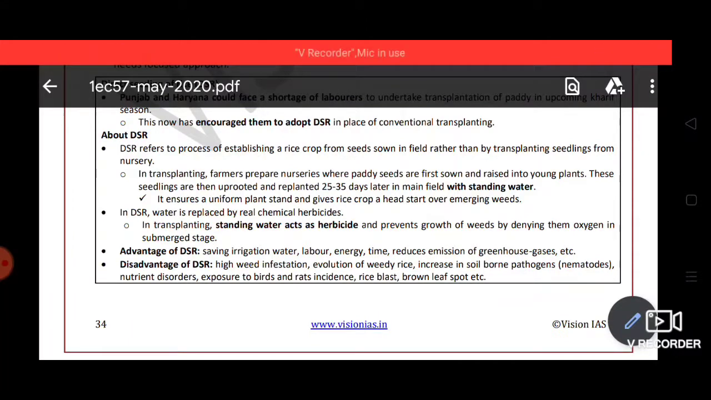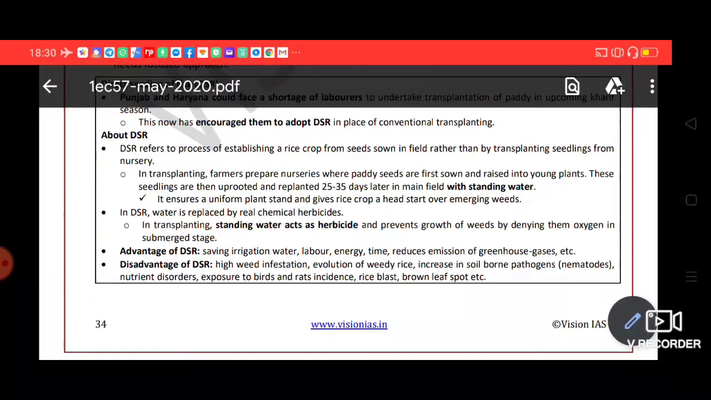So we have seen two topics today, that is on fisheries and agriculture. Remember, the art and science of asking questions is the source of all knowledge. Thank you.